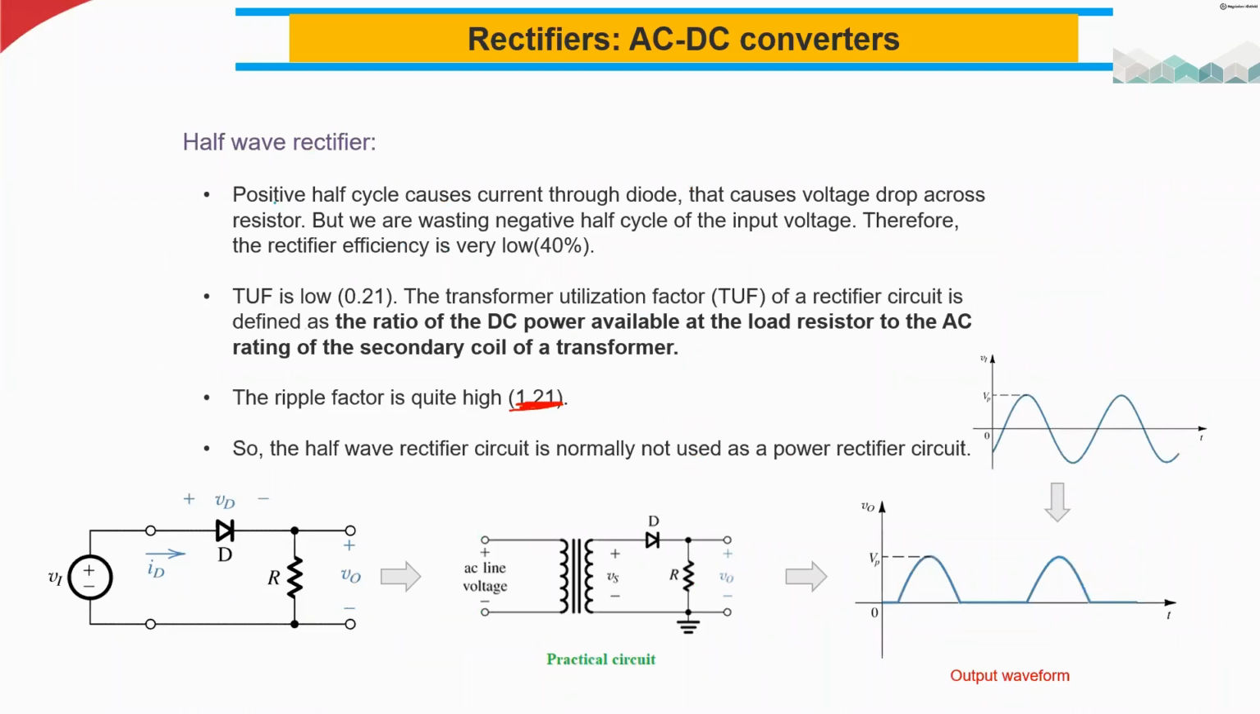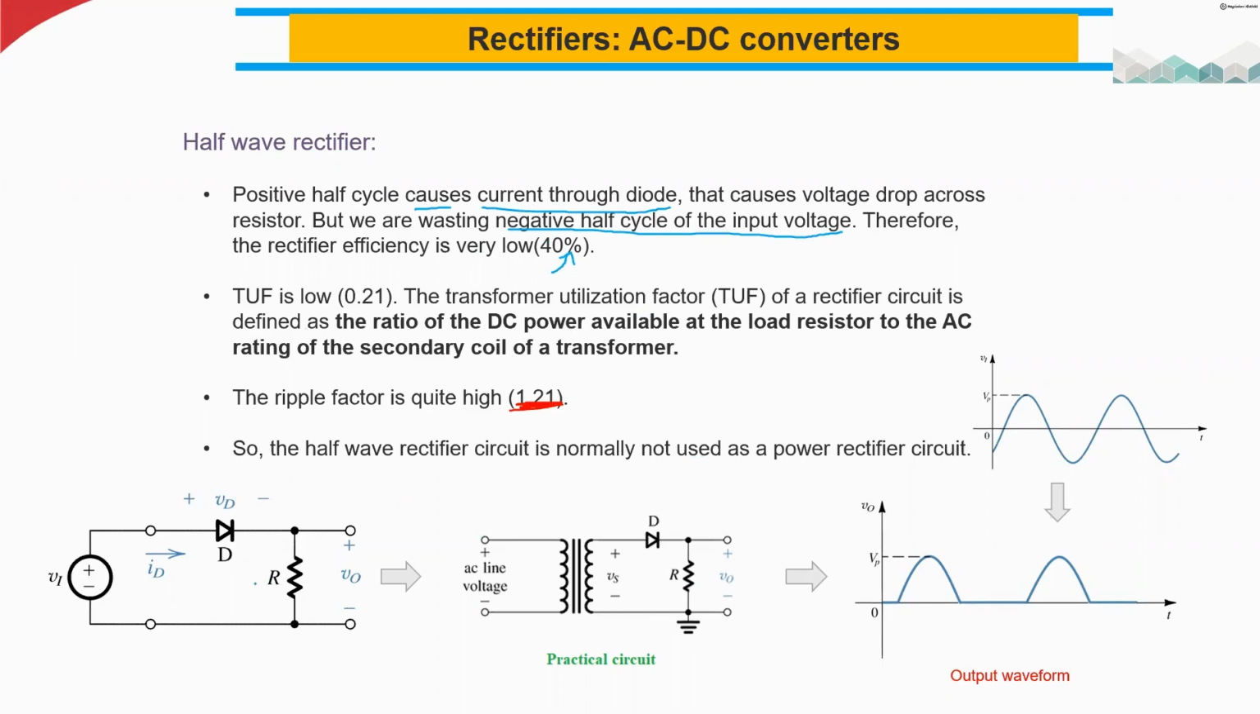Half wave rectifier: the positive half cycle causes current through the diode that causes a voltage drop across the resistor. But we are wasting the negative half cycle of the input voltage. The diode is conducting only the positive and it completely blocks the negative half cycle. It's only conducting half and then wasting the second half cycle. That is why the efficiency of this half wave rectifier is very, very small. You can see it's about 38% or 40%.